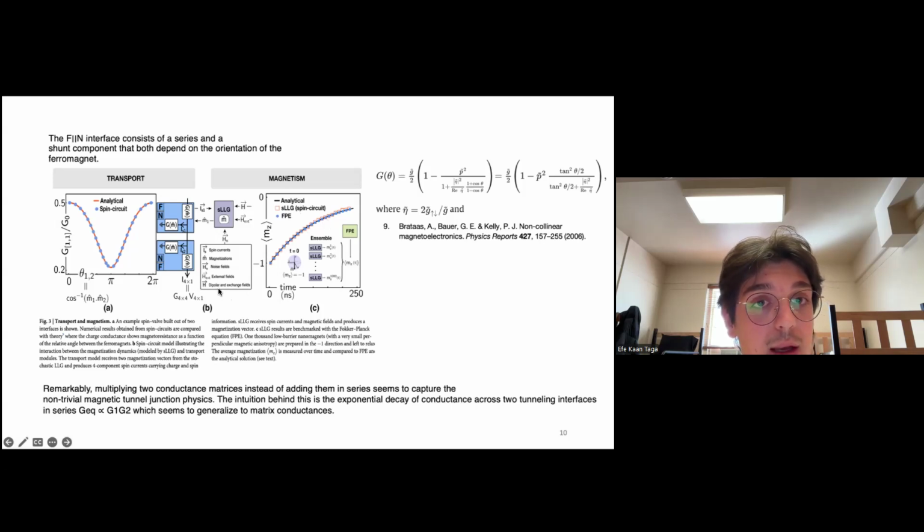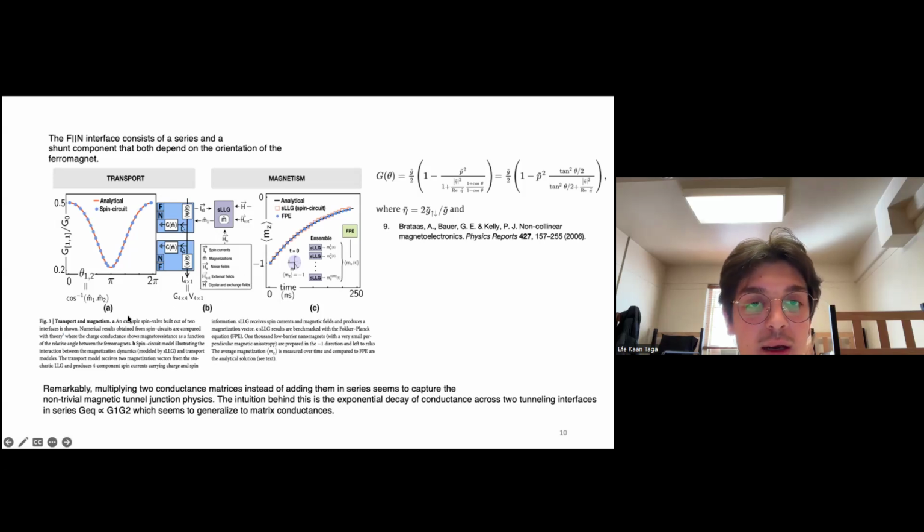And here we put all the SLLG magnetization dynamics in the -1 direction, and we let it relax and measure the average magnetization over time, and spin circuit models gave results consistent with the Fokker-Planck equation and the analytic equation, as we can see.